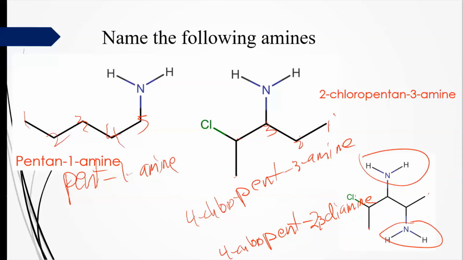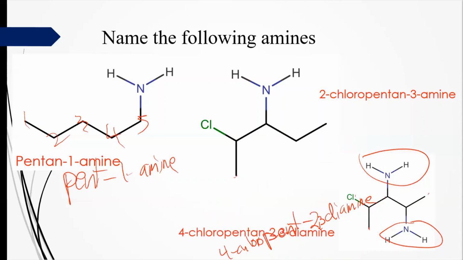Now that makes me realize that down here I had numbered them incorrectly. We could have started from the left here and gone 1, 2, 3, 4, 5. And that would actually give our chloro a much lower number. And so that's what we should be using for that part. So it should be 2-chloro pentamine. And then this one is going to be our 4-chloro penta-2,3-diamine.